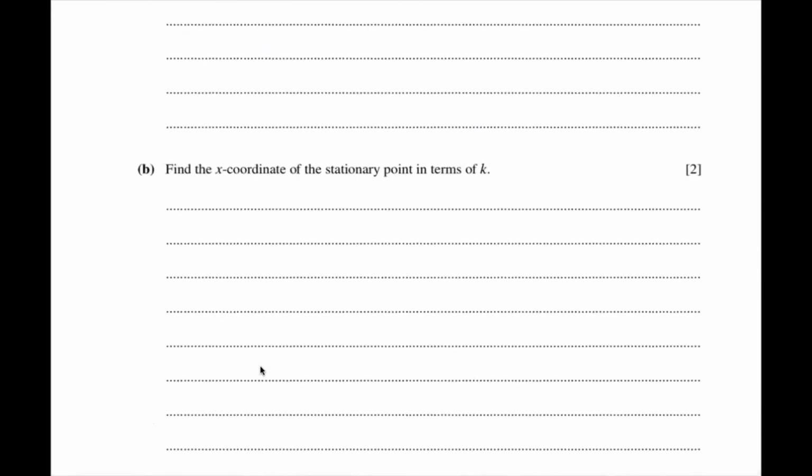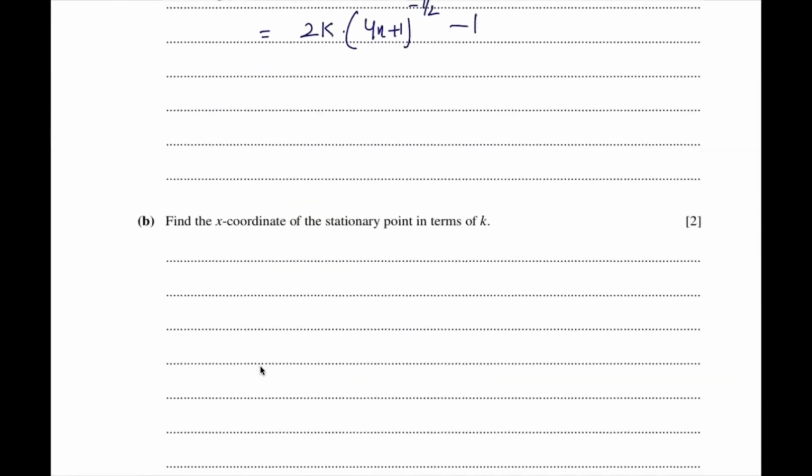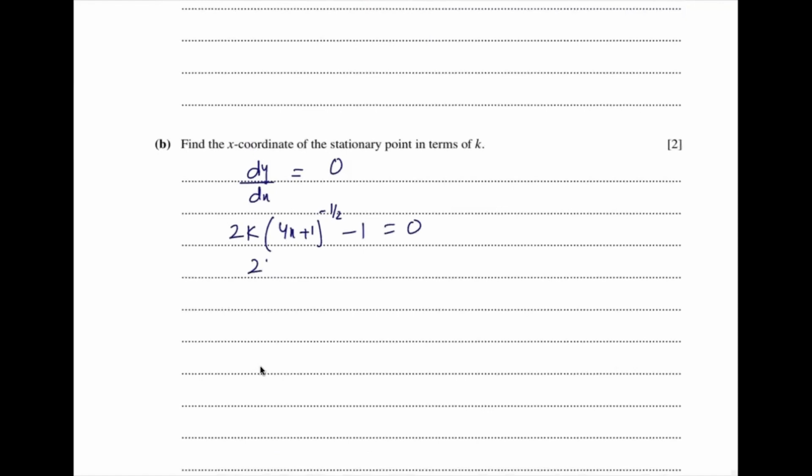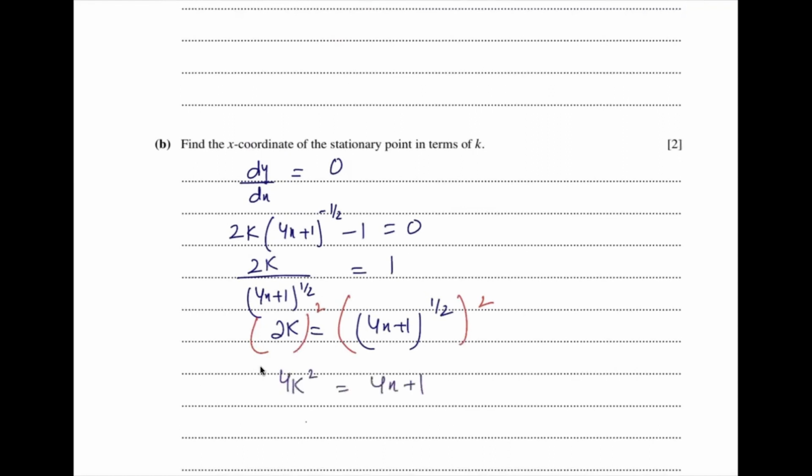Now the second part says find the x coordinate of the stationary point in terms of k. So to find the stationary point, we are going to set dy by dx expression equal to 0. 2k times 4x plus 1 to the power of minus half minus 1 equals to 0, which means 2k upon 4x plus 1 to the power of half equals to 1. 2k would be equal to 4x plus 1 to the power of half. Now to get rid of this half as a power, you're going to square both the sides. You're going to get 4k square equals to 4x plus 1. So to make x the subject, you're going to get 4k square minus 1 divided by 4.